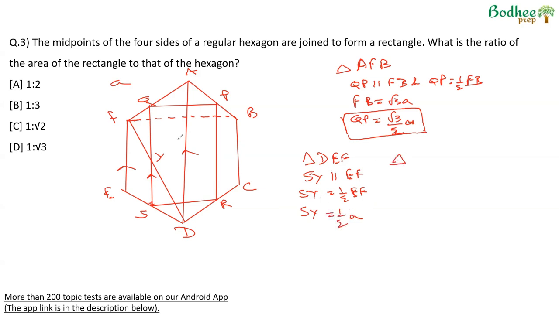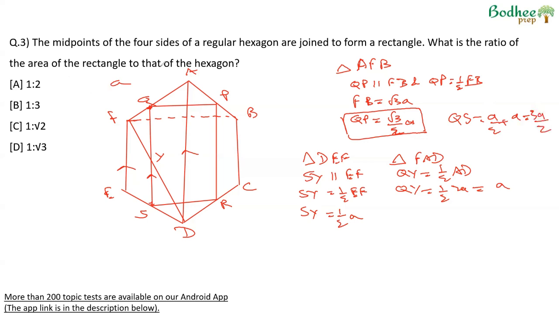And in triangle FAD, again QY is parallel to AD and Q is the midpoint. Therefore, QY will be half of AD as well. AD is the larger diagonal, which will be twice of a. a is the side of the hexagon. So QY becomes a. Therefore, we can say the length of the rectangle QS will be SY plus QY, which is a by 2 plus a, or 3a by 2.